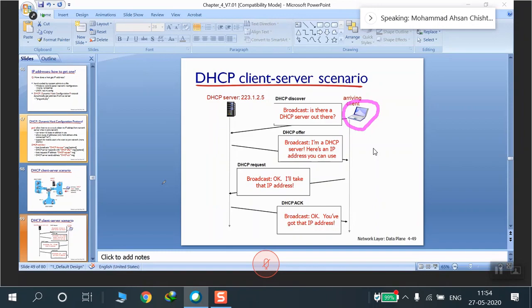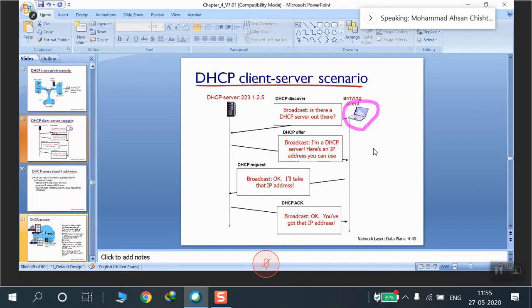Once this PC starts again, it would again have to ask for an IP address through the same procedure that is given here as the client-server scenario, and this time it can get a different IP address. It can get the same, it can get a different one, depending upon availability. Okay, this is what we basically have, DHCP or Dynamic Host Configuration Protocol.